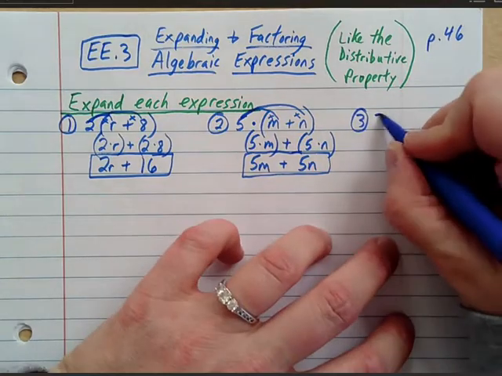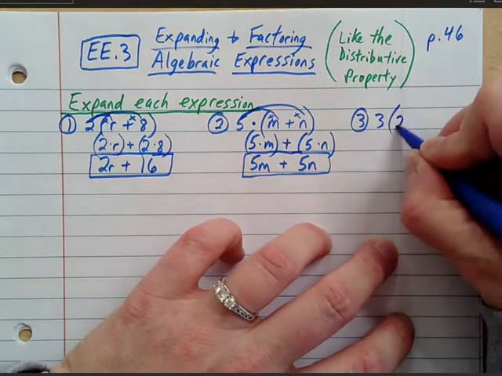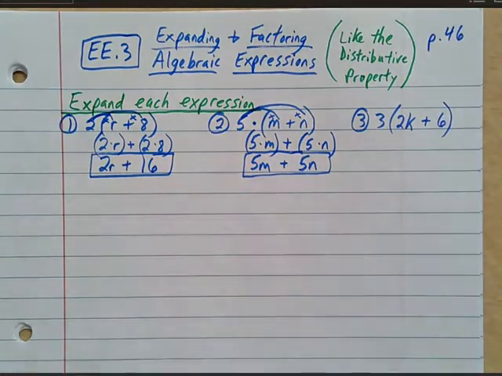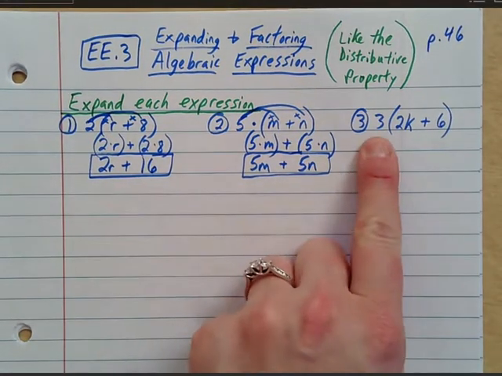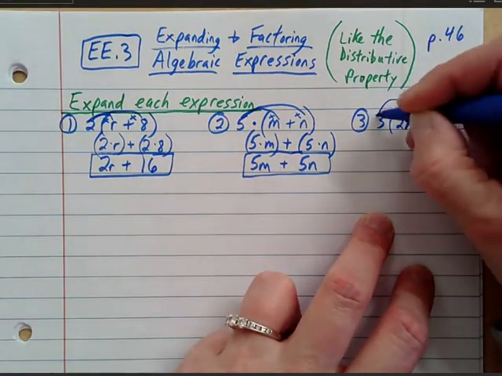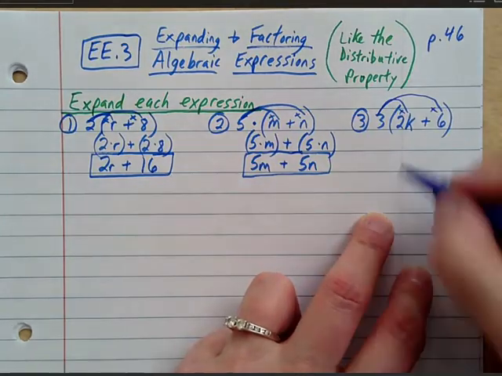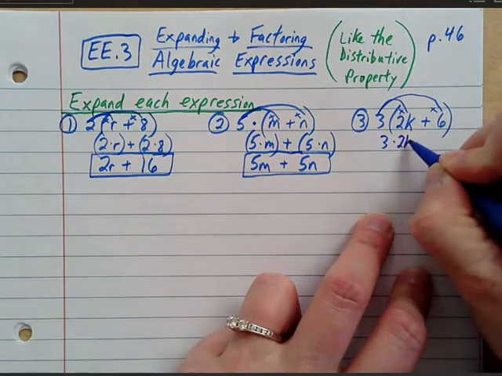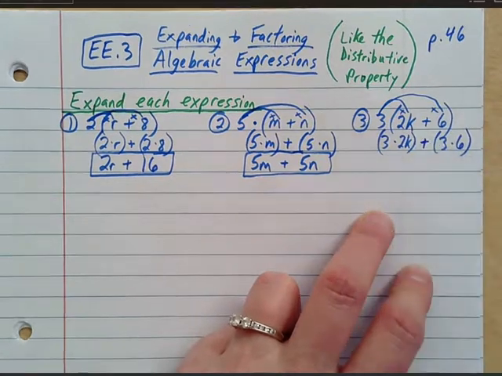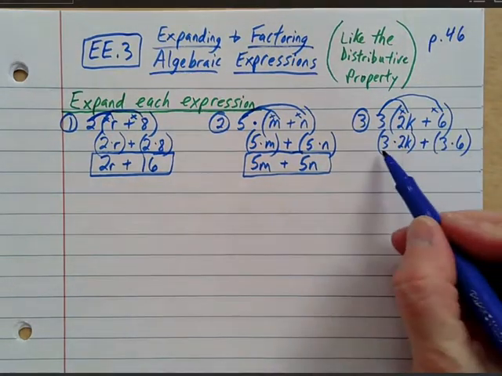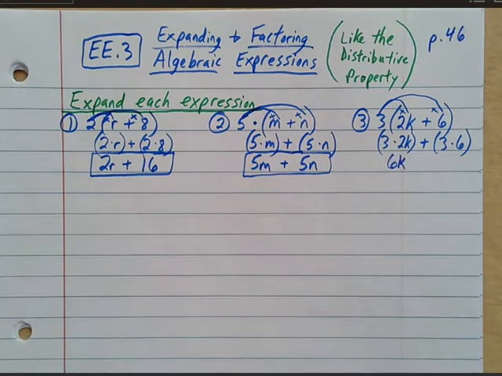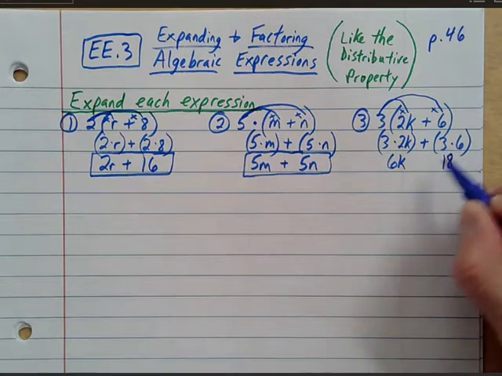I have 3 parentheses 2k plus 6 close parentheses. So when you look at this, you see a number next to parentheses which tells you need to be multiplying. So you're going to have to multiply 3 times the 2k and 3 times the 6. So I like writing that: 3 times the 2k, and you need to take 3 times the 6, and the plus is in between them. 3 times 2 is 6, and then you just write the k with it, so you just multiply the numbers. 3 times 6 is 18, and then you just put the plus there.